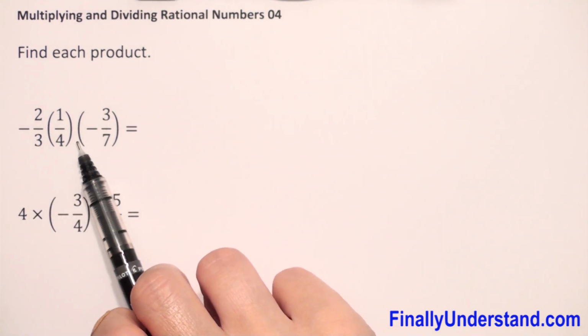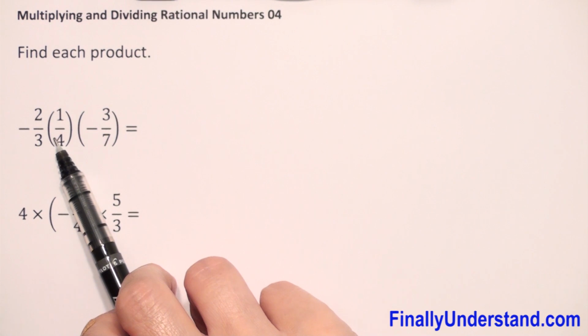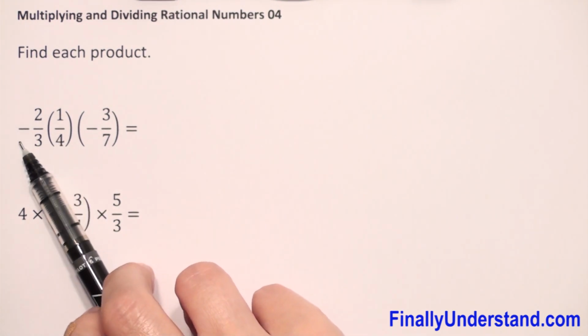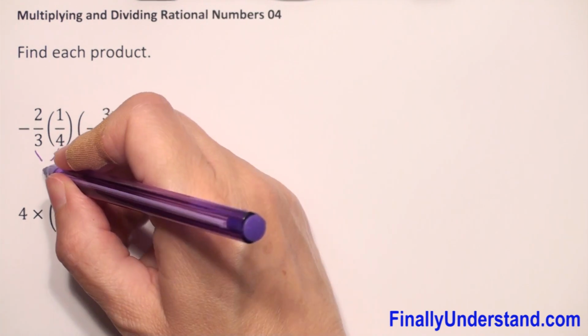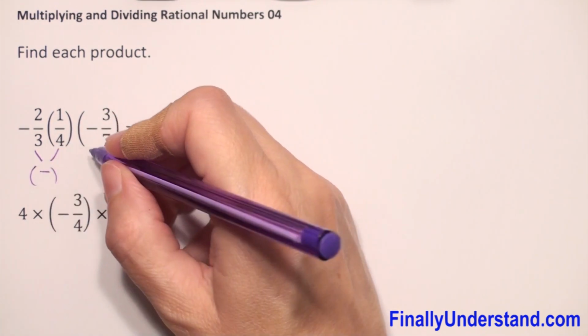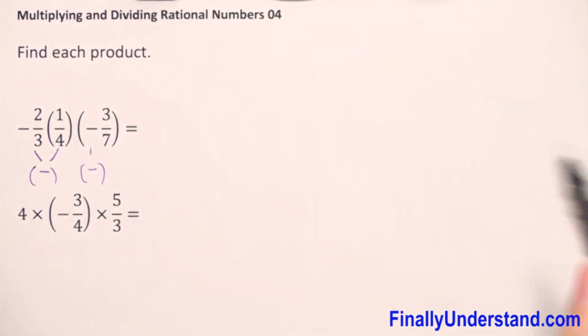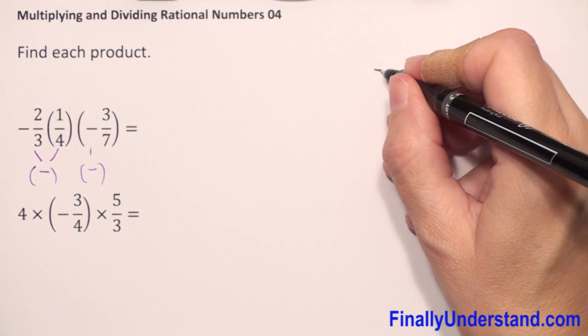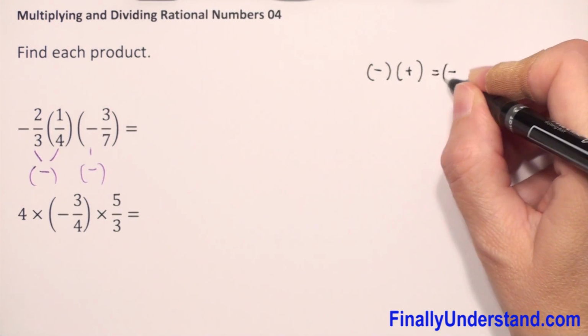We have multiplication of rational numbers. So first, we have to check the signs. We have a negative number, and when we don't have any sign, it's positive. So negative times positive always gives you negative, and we have again a negative sign. So let's memorize: negative times positive gives you negative.